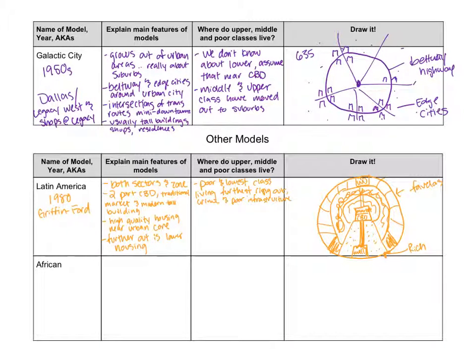And then we know that our middle class is near the urban core. And they're the ones that are going to be closest to the industry too. To that industry and manufacturing, okay? And then the big difference here is that our upper class is going to be closest to the CBD in this model. And commercial area.